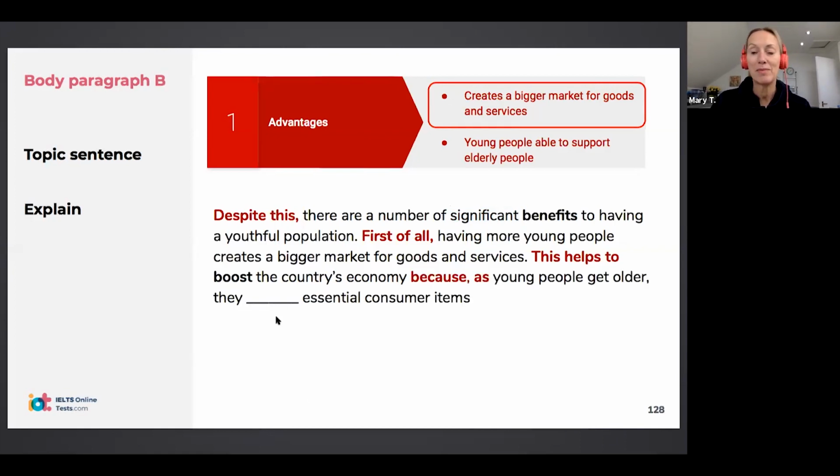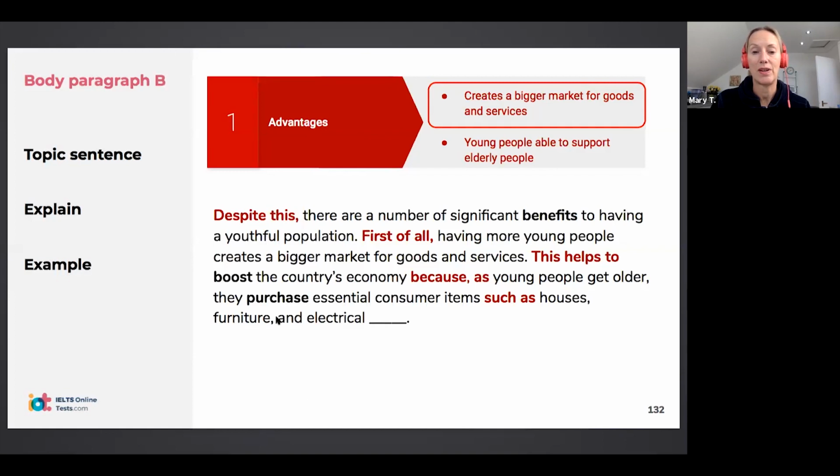And then a reason. So because as young people get older, they something essential consumer items. So a verb. Buy. So another word similar to buy, a little bit more academic. Purchase. Yeah, purchase. Okay, and then an example. So a nice linking phrase, such as houses, furniture, and electrical goods. That's right. Good.